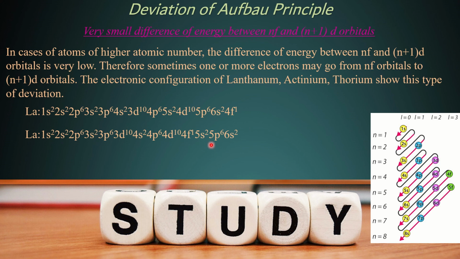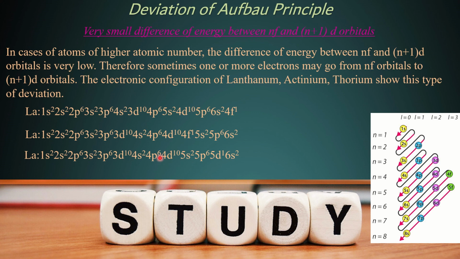But there is one deviation for lanthanum. Here 4f and 5d, their energy difference is very less, and after 6s the electron should fill 4f first, then it should go to 5d. But for lanthanum, the electron does not go to the 4f orbital. There is a very small difference between 4f and 5d, so the electron goes to the 5d orbital instead of the 4f orbital.